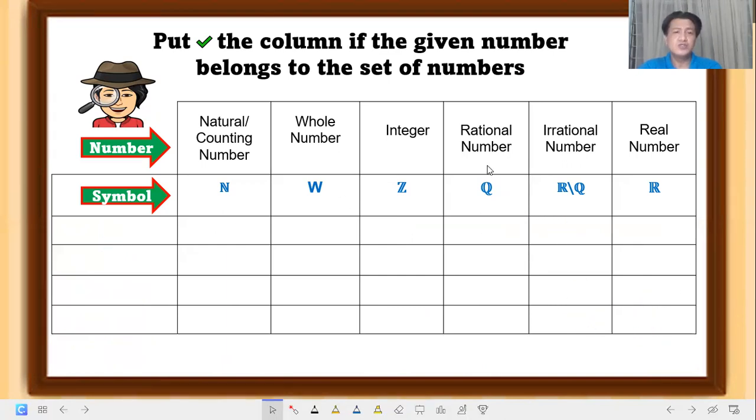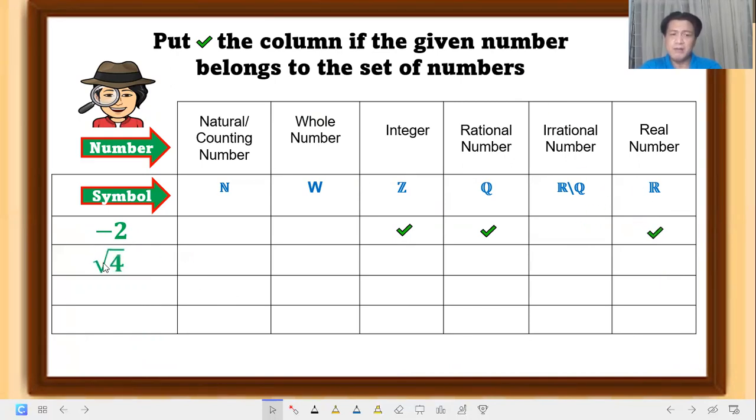Okay? So, with that, we also have this, no, negative 2. Saan ba kabilang to? Natural? Hindi, kasi negative to. Whole number? Hindi rin. Integer ba siya? That is yes. Rational number ba siya? That is yes. Irrational, no. Real number, yes. Okay, what about this?